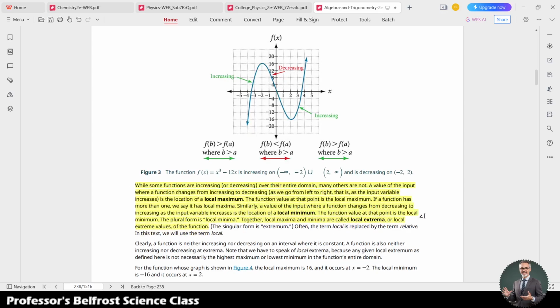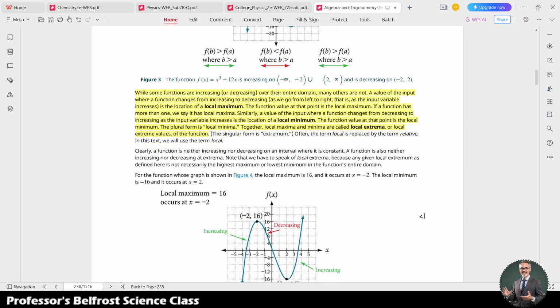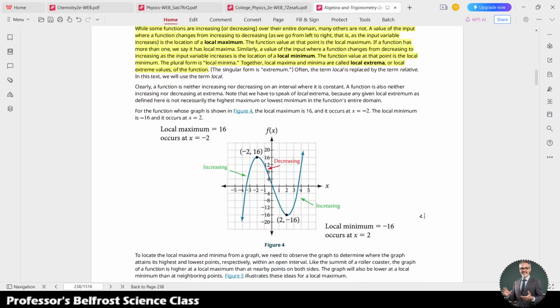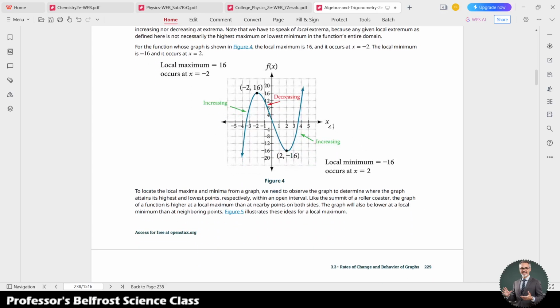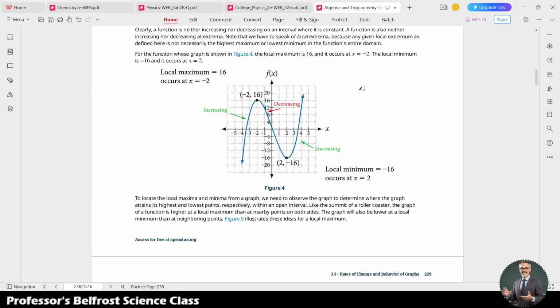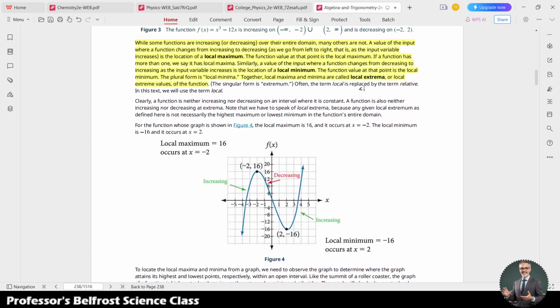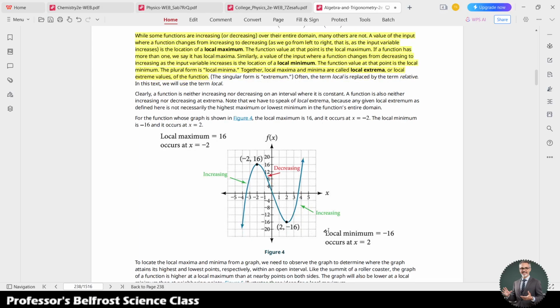The word local is sometimes replaced with the term relative, but we will stick with local in this explanation. Let's see figure 4. This is a graph of the same function as before. Here the local minimum is minus 16 and the local maximum is 16. The local maximum occurs at x equals minus 2, and the local minimum occurs at x equals 2.